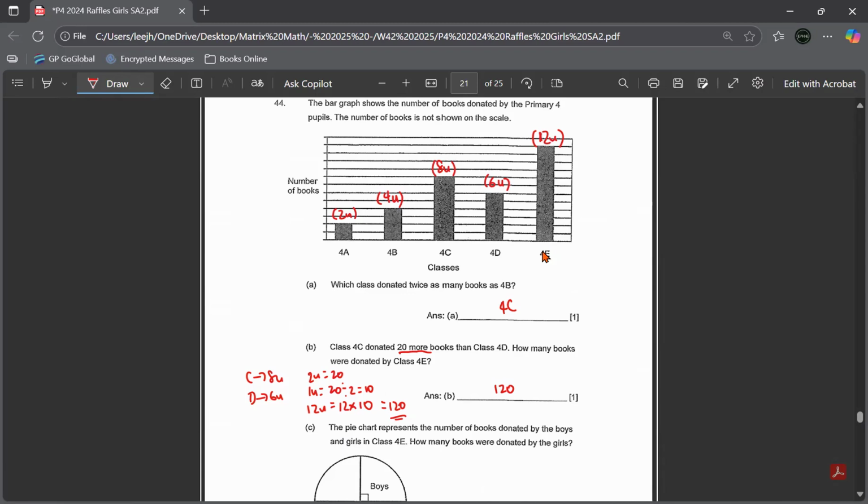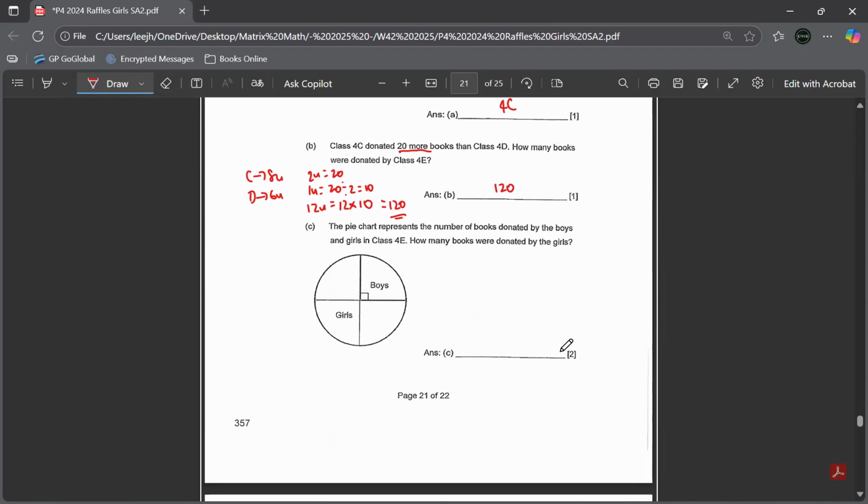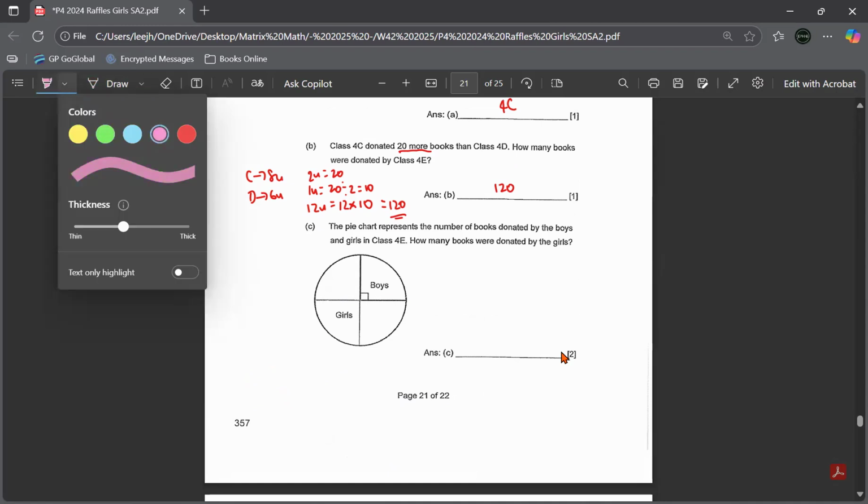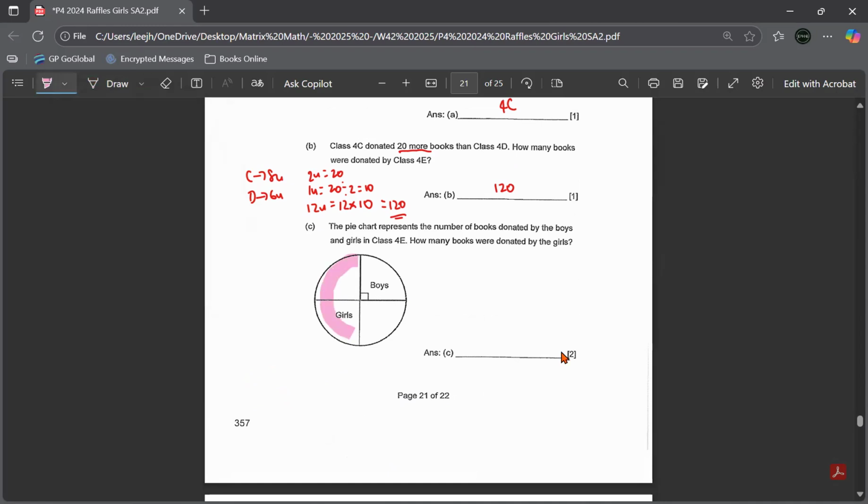Okay. So this one a bit misleading, I know. Question C. The pie chart represents the number of books donated by the boys and girls in class 4E. So how many books were donated by the girls? So boys and girls, if this is boys, that means all these are actually girls. So girls, I use pink. So this is girls. Okay. So this is girls. This is boys. All right.